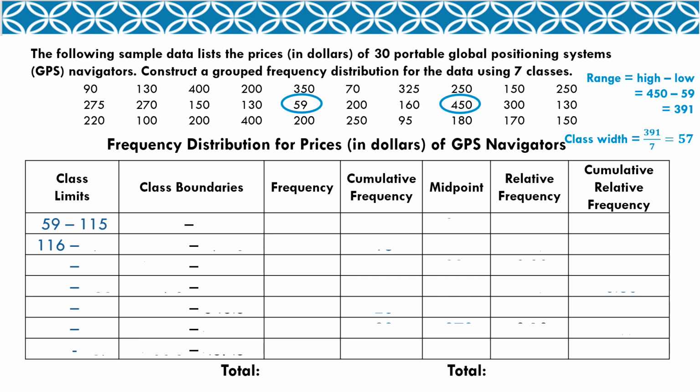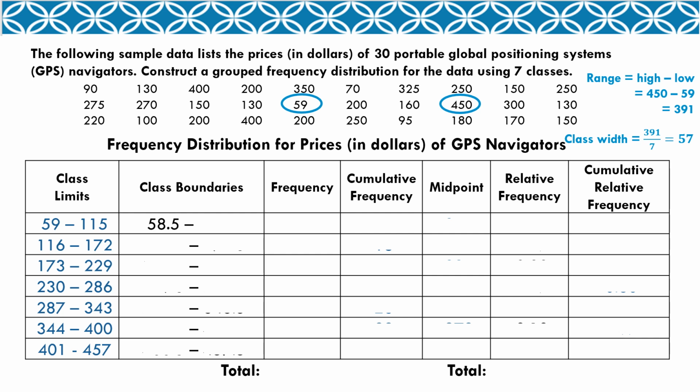And now we're going to continue adding our class width to all our lower class limits. So we're going to add 57, add 57, add 57, add 57, and add 57. And now we need to find our upper class limits. So we're going to go back one from 173. We're going to go back one from 230. Go back one from 287. Go back one from 344. Same thing for 401. And to get the highest class limit, we're going to add one less than the class width, or 56.